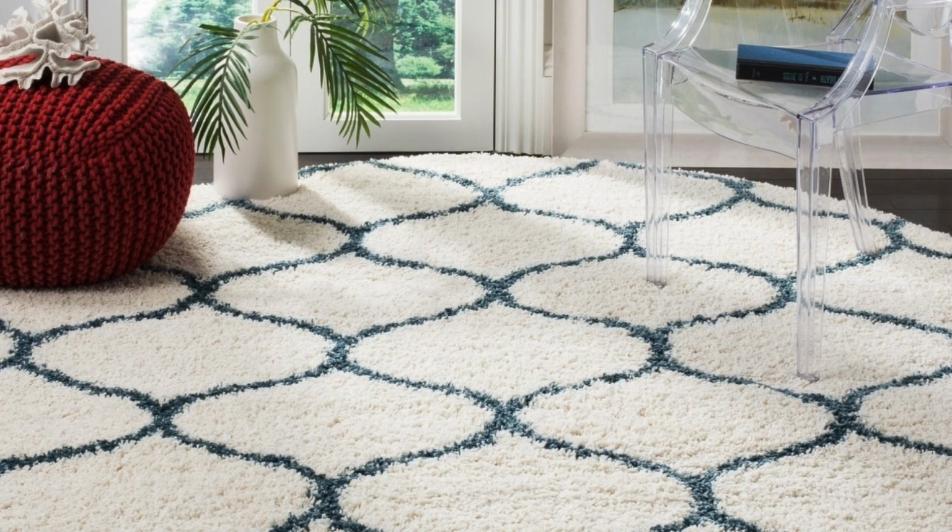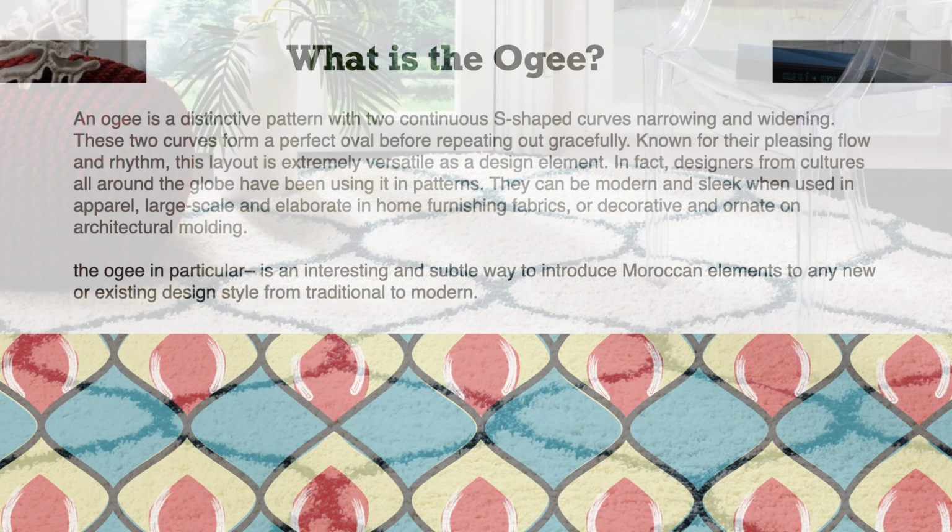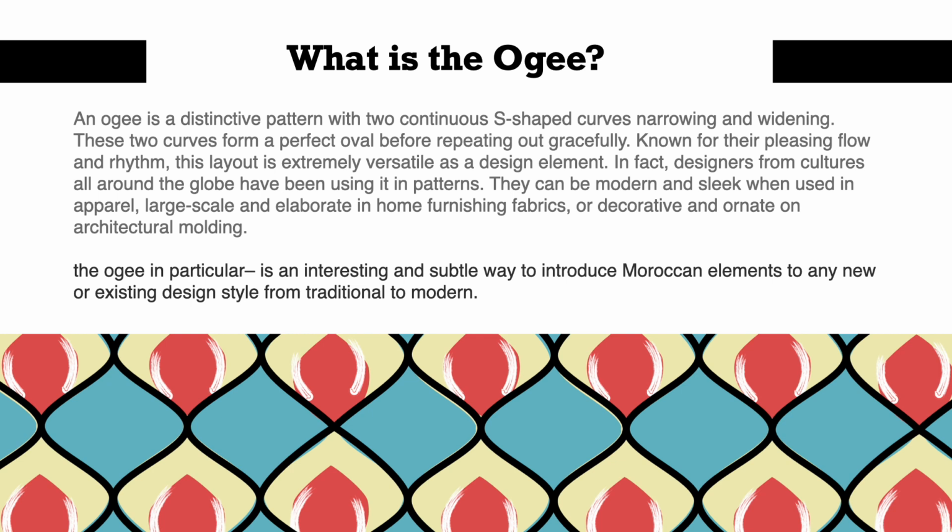They can be modern and sleek when used in apparel, large-scale and elaborate in home furnishing fabrics, or really beautifully decorative and ornate on architectural molding. The Ogee in particular is an interesting and subtle way to introduce Moroccan-style elements to any new or existing design style, from traditional to modern. But again, when pulling from additional cultures, I do think it is important that you read up, learn about it, understand it, and then offer your perspective in that style.